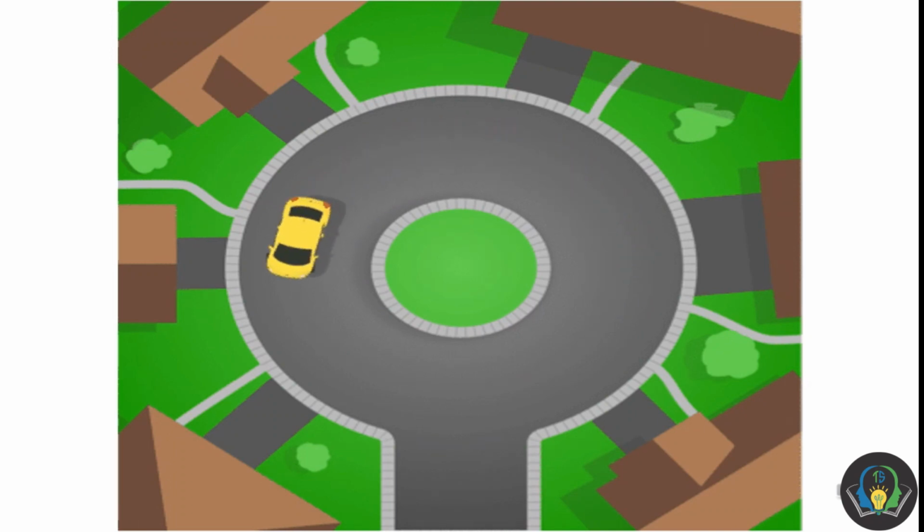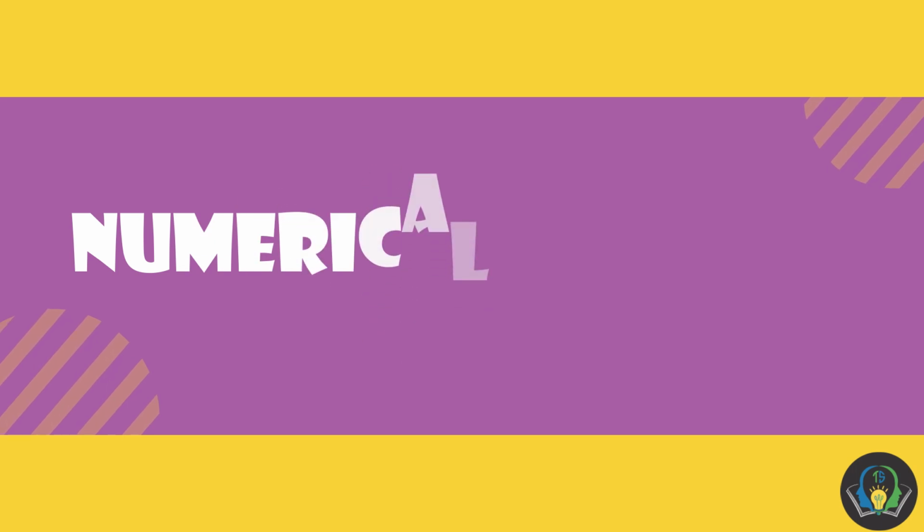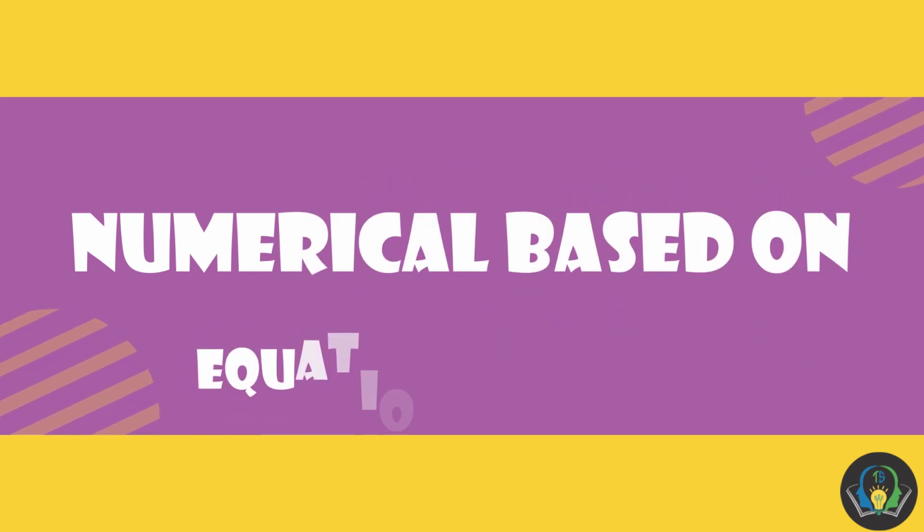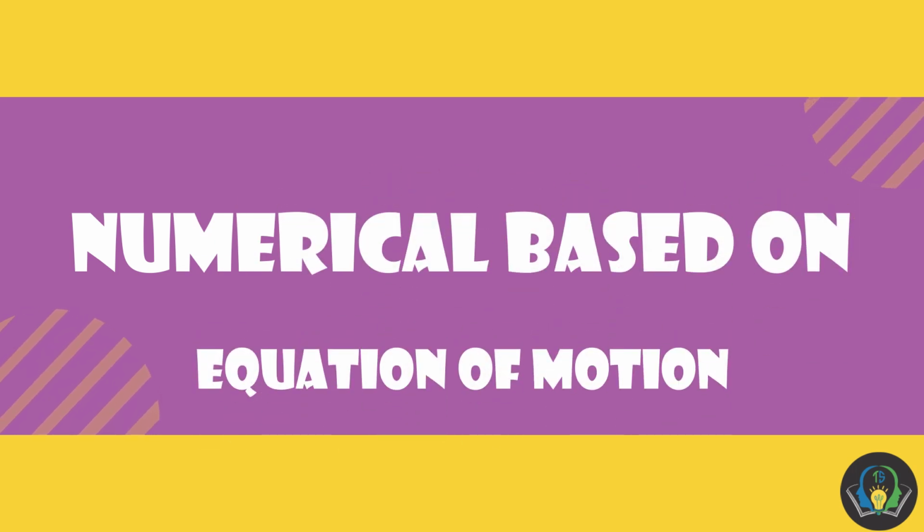So students, this is the end of the 3 equations of motion and uniform circular motion. We have finished the derivations of all the 3 equations, and these 3 equations will be used in the numericals which we will be performing next. Numericals based on equations of motion. Previously we have finished the derivation of all the equations of motion. So let's begin.